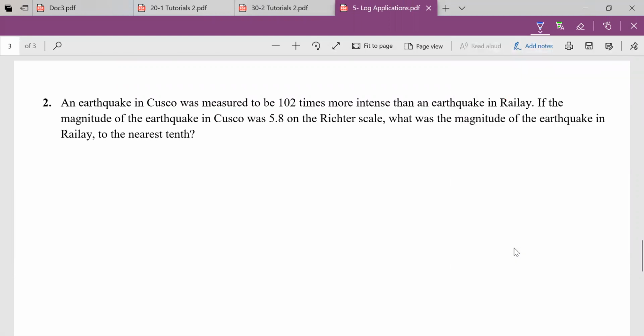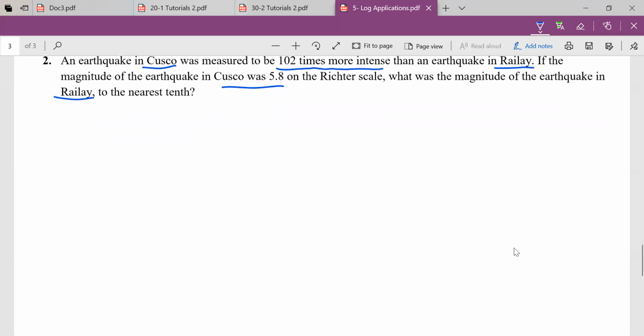Let's go blue. So we got an earthquake in Cusco, Peru. That's where you start to climb up to go to Machu Picchu. It was measured to be 102 times more intense than an earthquake in Railay, Thailand, where if you're into rock climbing, you should go. The magnitude of the earthquake in Cusco was 5.8. What was the magnitude of the earthquake in Railay? Okay, these earthquakes didn't happen. I just made them up because they're two of my favorite places.